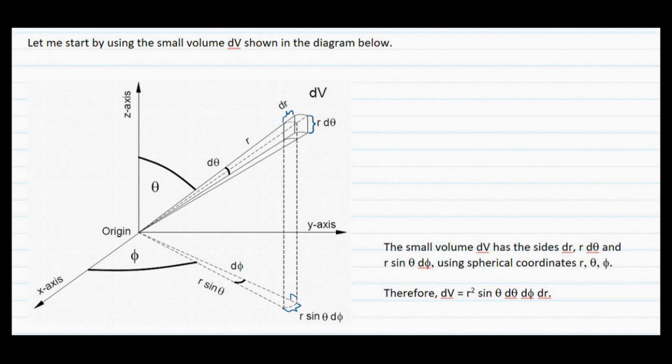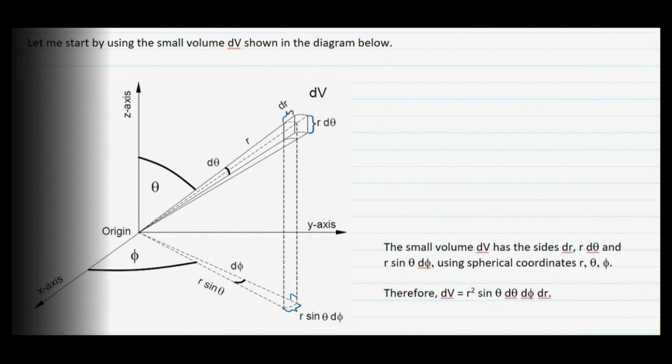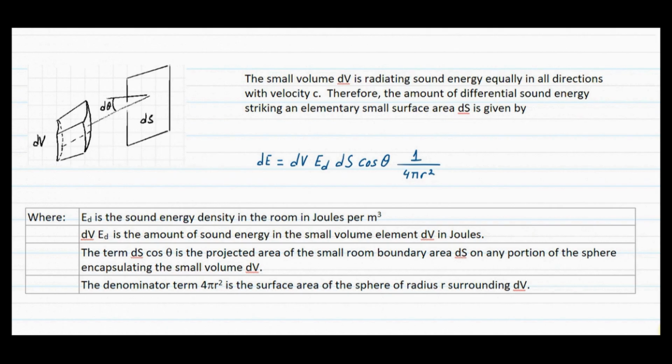The small volume dV has the sides dr, r d theta and r sine theta d phi. Therefore, dV is equal to r squared times sine theta times d theta times d phi times dr. The small volume dV is radiating sound energy equally in all directions with velocity c.